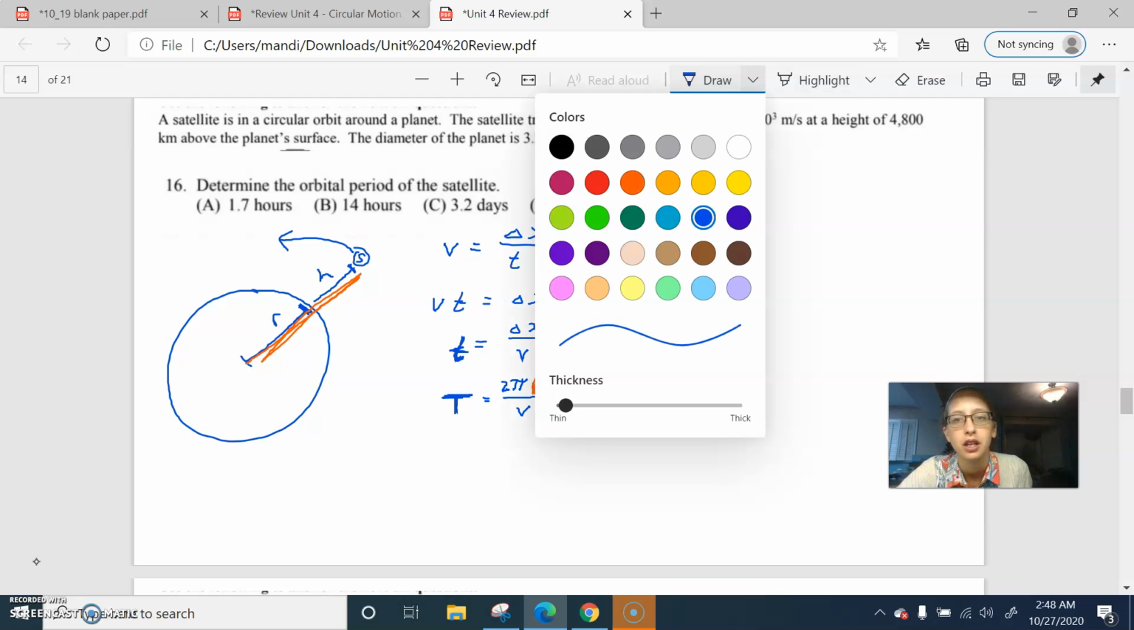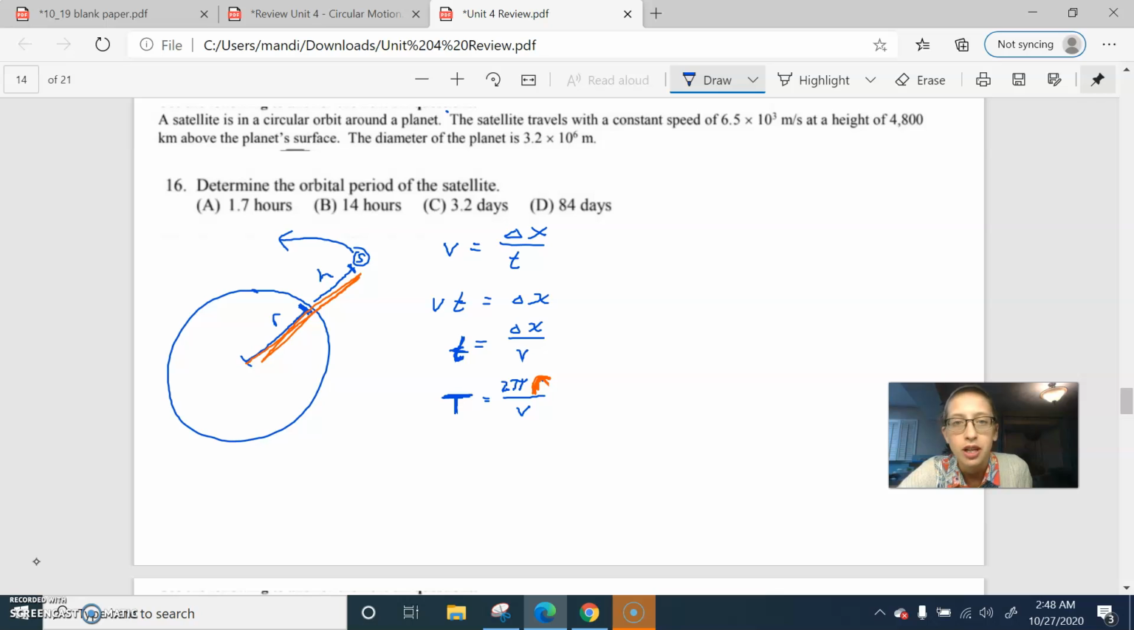So we've got some math to do. First up, they give you a diameter, so we need that to be a radius. The radius of the planet is going to be half that. So 3.2 divided by 2 is 1.6 times 10 to the 6. And then this height here.